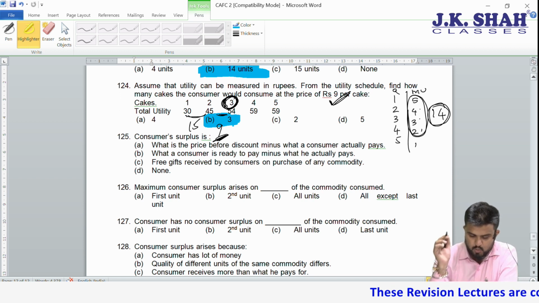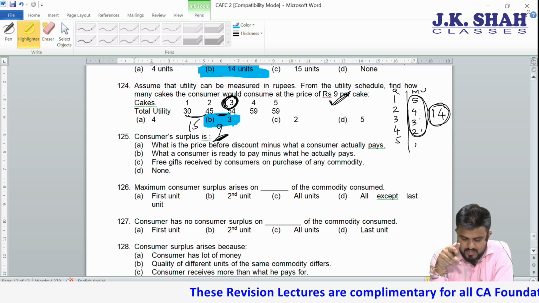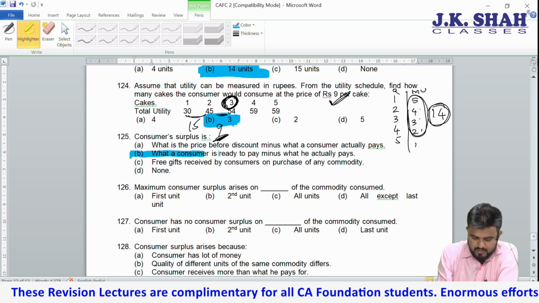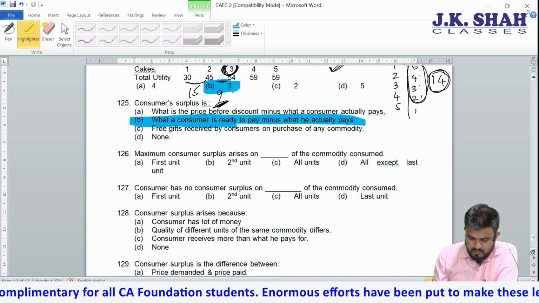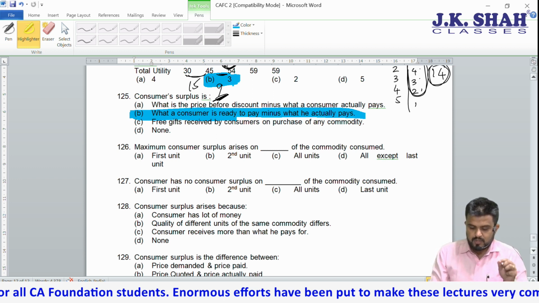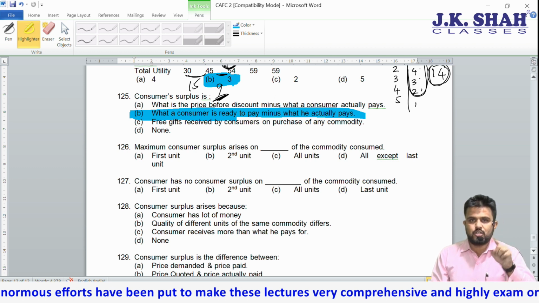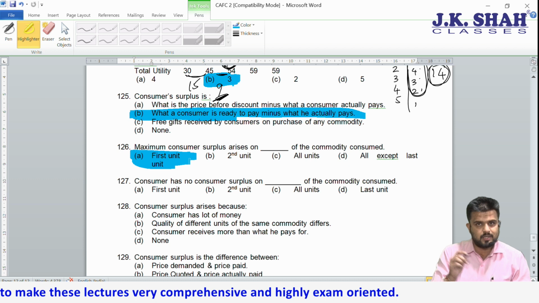Moving to the next. Consumer surplus is what is the price before discount minus? No. What a consumer is ready to pay minus what he actually pays? Yes, this is the formula definition. Next is maximum consumer surplus arises on dash of the commodity consumed. First unit of the commodity consumed, because marginal utility is highest in first unit.